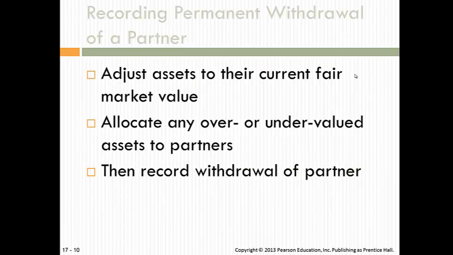The final example is journalizing the transaction when a partner withdraws from a partnership. 3 steps are involved. The first is to adjust all assets to their current fair market value. We'll see an example of this in the next slide. The next step is to allocate any difference between the fair market value and the accounting records value, also called the book value, to all the partners. And then the final step is to record the withdrawal.